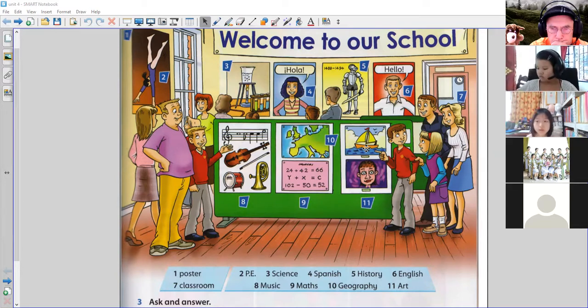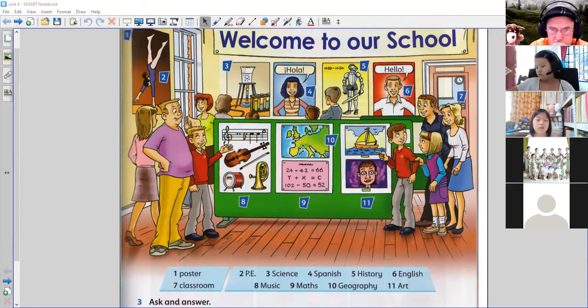There's the maths poster. Do you like maths, Luke? No, I don't. I'm not very good at maths. Oh, here's the music poster. A violin, a drum. I like music. It's great. And there's a map. Yes, that's the geography poster. I like geography too.